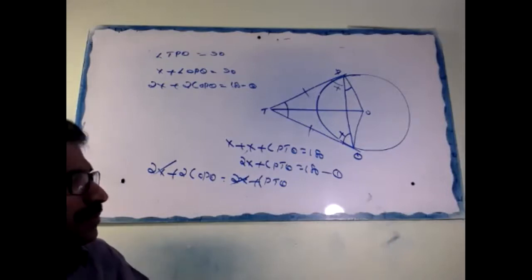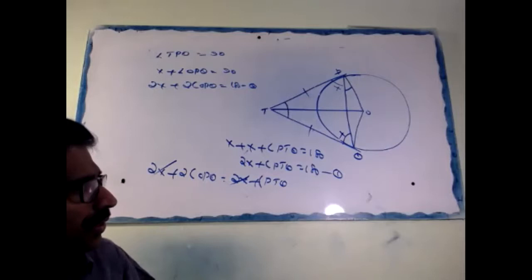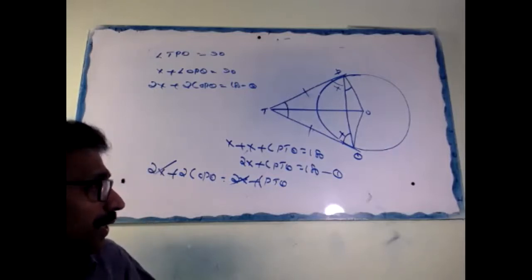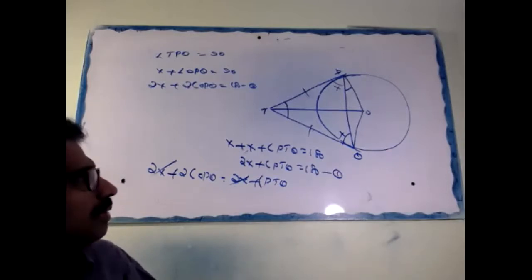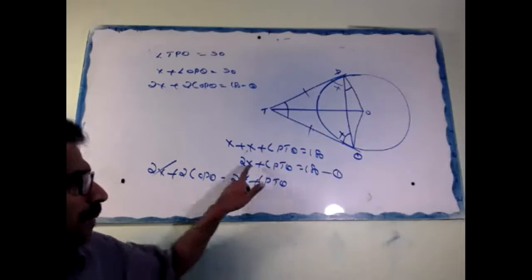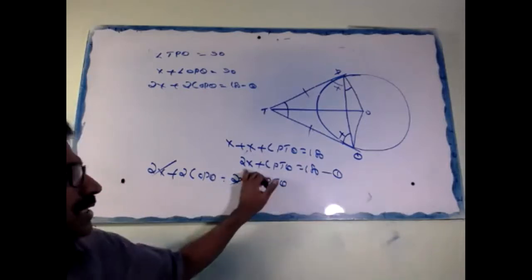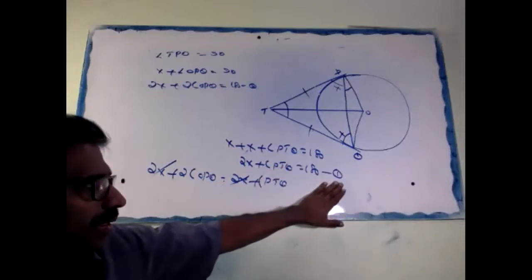Then x plus angle PTQ equal to 180 degrees, angle sum property of a triangle. Then 2x plus angle PTQ equal to 180. Call it number 1.